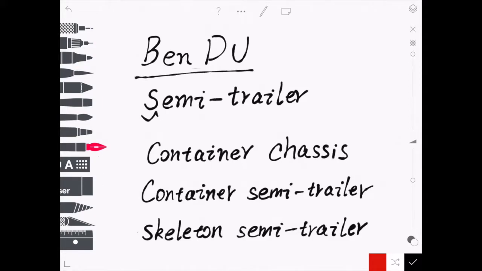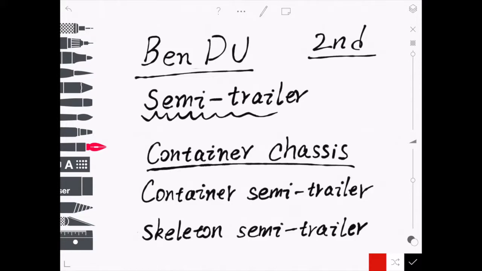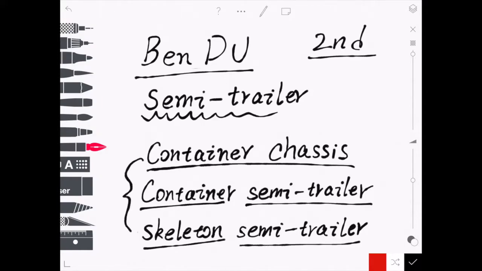We are going to continue to talk about the semi-trailer as Euro, and this is my second video to talk about it. Today we are going to focus on one type of semi-trailer which is basic, and we call it container chassis. It is the popular name in the US. Also in the other world they call it container semi-trailer, or a skeleton semi-trailer because it looks like a skeleton without meat and skin.